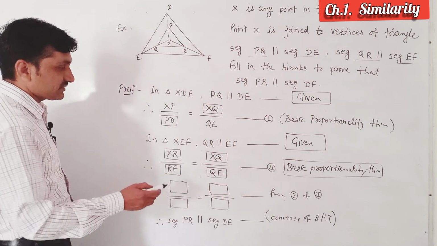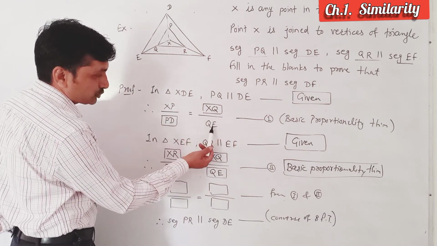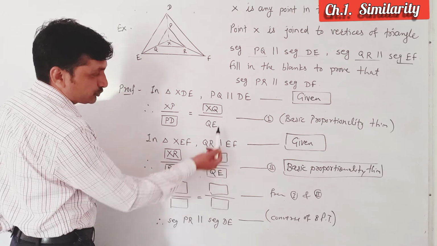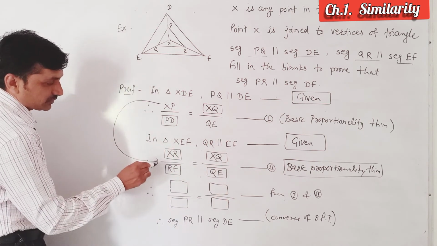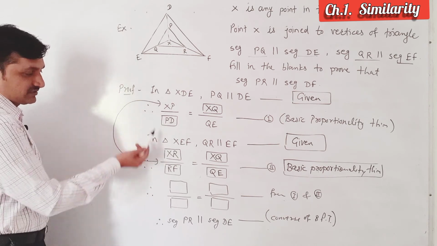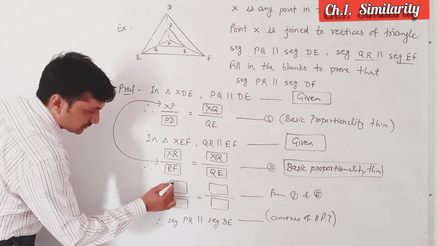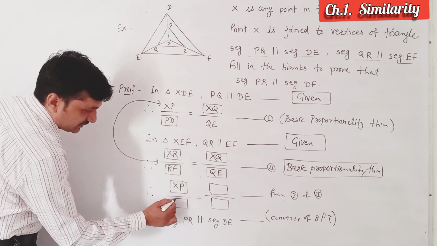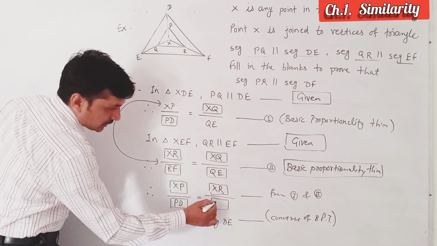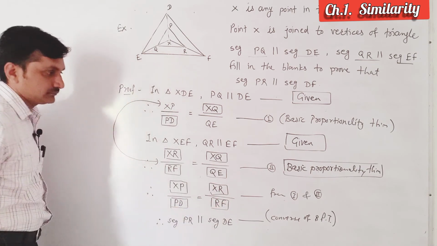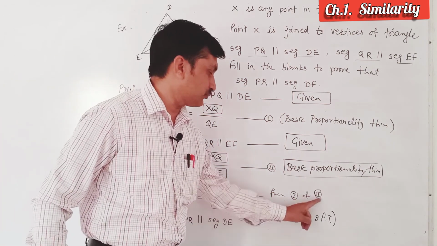In 1 and 2, which sides are equal? Here you see XQ upon QE, XQ upon QE. Right sides are equal. If right sides are equal, the left sides are equal. This is equal to this. Therefore, here I write XP upon PD is equal to XR upon RF. Reason: from 1 and 2.